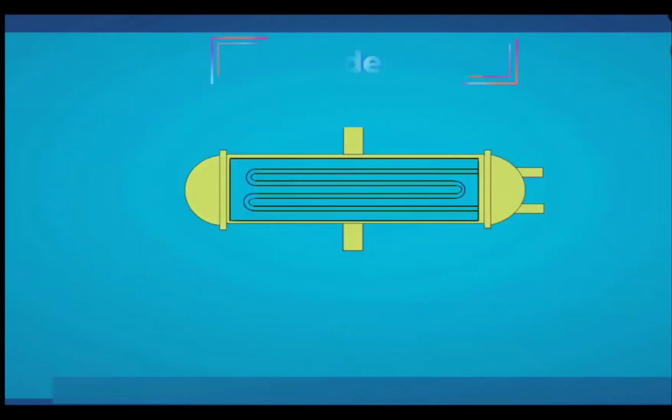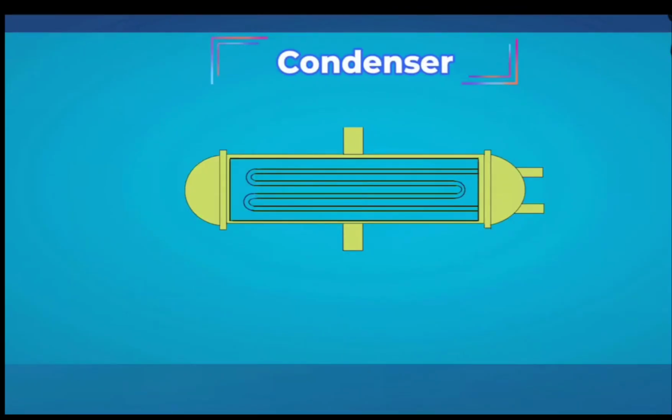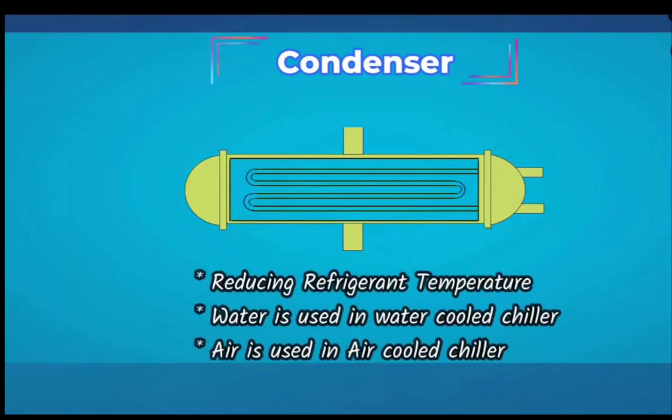Next, the condenser. The important job of the condenser is to reduce the temperature of the refrigerant entering it. In a water-cooled chiller, we use water to reduce the temperature of the refrigerant. In an air-cooled chiller, we use air to reduce the temperature of the refrigerant.